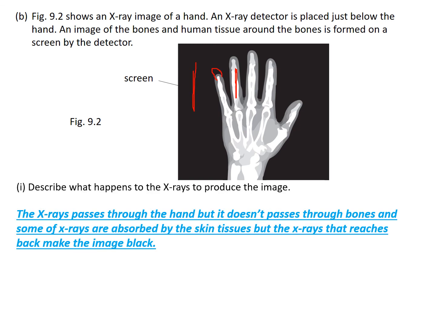Now, describe what happens to the X-rays to produce the image. Answer: the X-ray passes through the hand, but it does not pass through the bones, and some of the X-ray is absorbed by the skin tissues, but the X-rays that reach the detector make the image black.